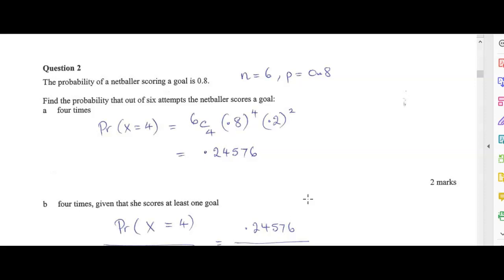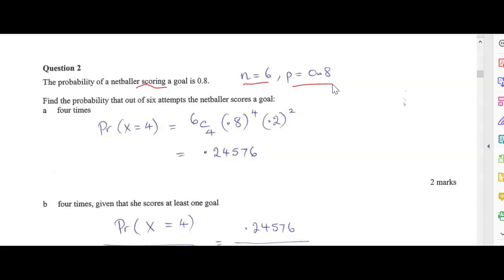So you've only got 2 possible outcomes, success and failure. For this question, the probability of success is her scoring a goal, so her failure would be not scoring a goal. They're the only 2 possible outcomes. All right, and she's got 6 attempts. So you can see there n equals 6 and p equals 0.8.